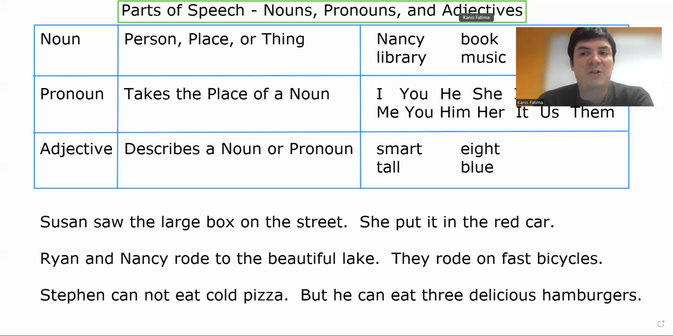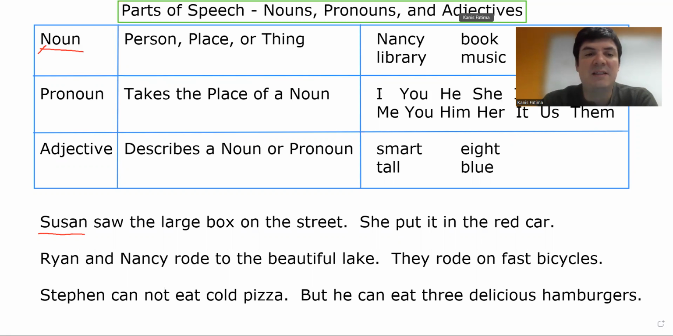So let's look at our first sentence. Whenever we're going to diagram our sentences, we always start by looking for our nouns and pronouns. So looking at the sentence, Susan saw the large box on the street. She put it in the red car. So first, we're going to look for our nouns. The first noun I see is Susan. Susan is a person. A person is a noun.